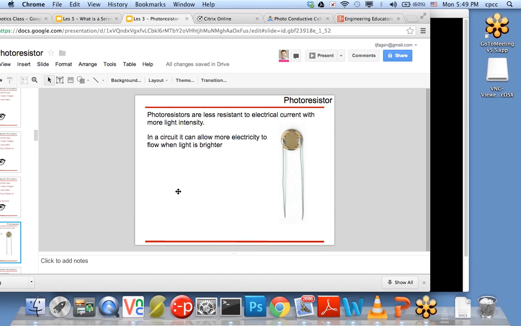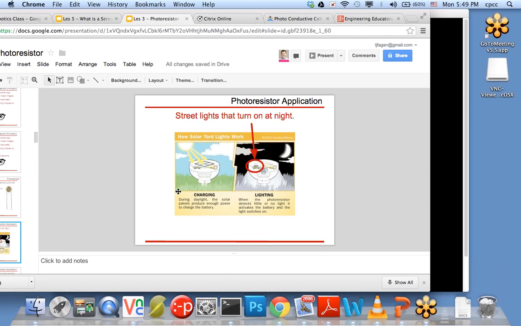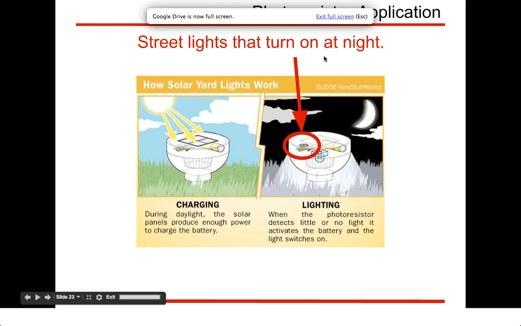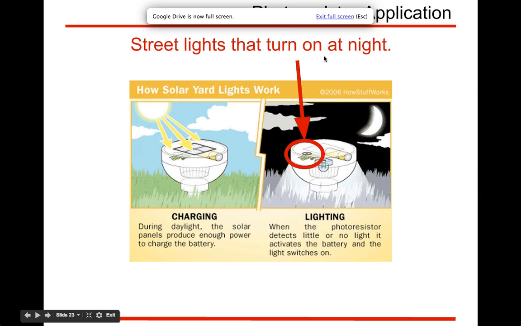So again, photoresistors are less resistant to electrical current with more light intensity. I'm repeating myself now, but it's good to hear it over and over again until you fully understand it. So some applications for this: streetlights. Streetlights are fascinating. I don't know if you know, there's not some guy running up the pole turning on your street lights as it gets dark. They are sensors, and they are photoresistor sensors, most of them. And the ones for the garden, if you or anybody has a garden, those lights on the sidewalk are also photoresistors. So basically, we're building a circuit like that.